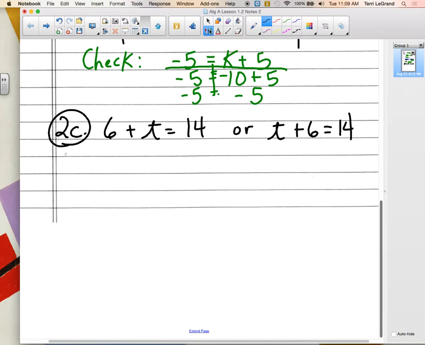Okay, so I'm gonna guess that you probably left it like it is. What did you do to both sides? Subtract 6. Yeah, subtract 6, and you got T equals what? 8. Did it check out? Yeah, because 6 plus 8 is 14, isn't it? Yeah, okay. So, do you need to show the check in your homework?